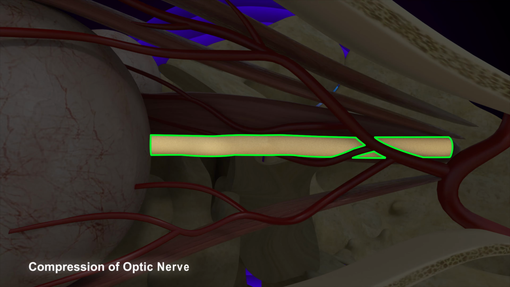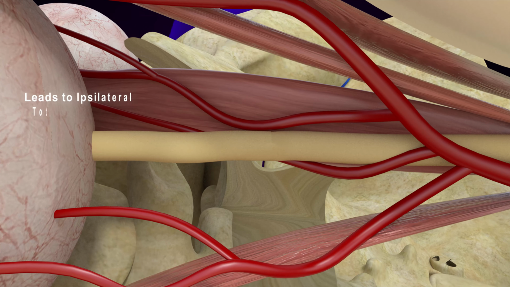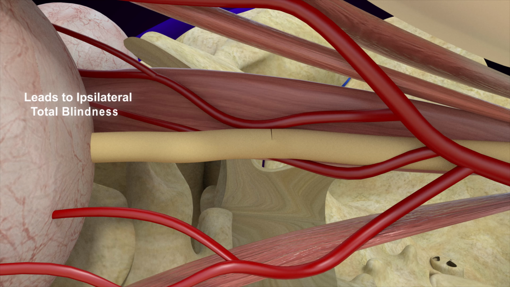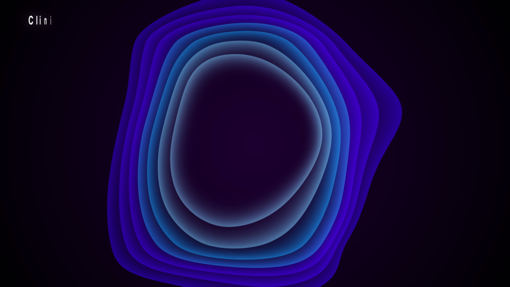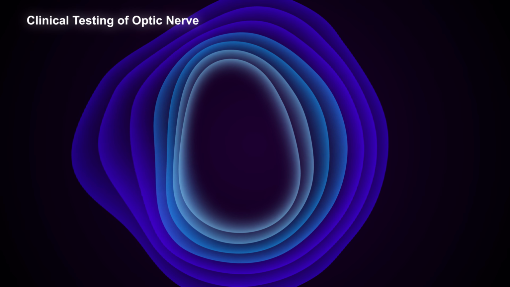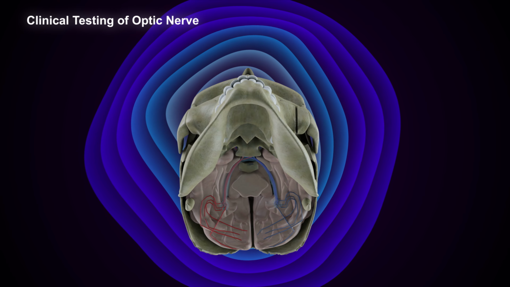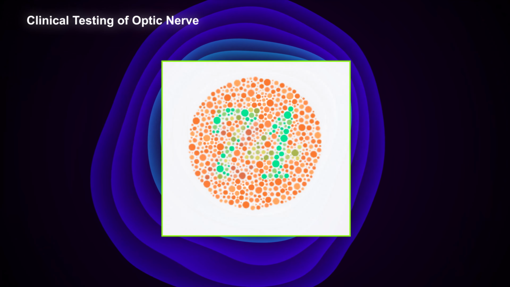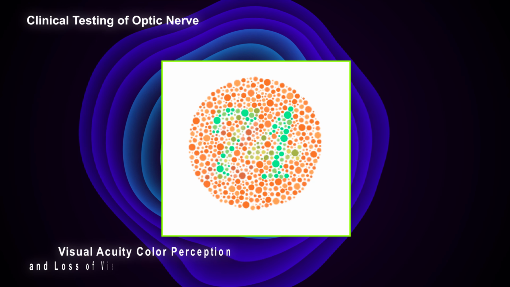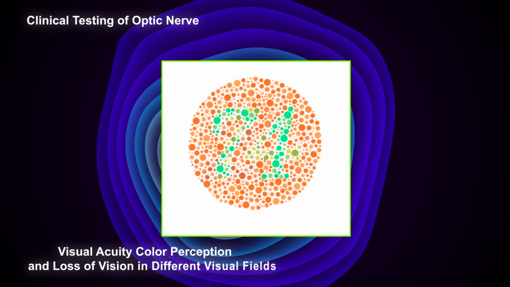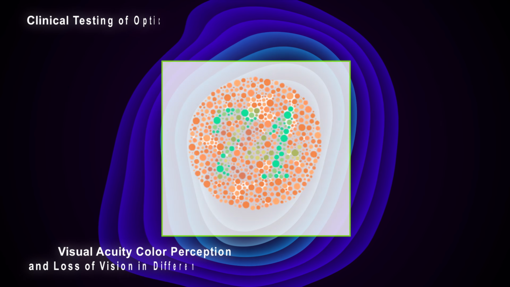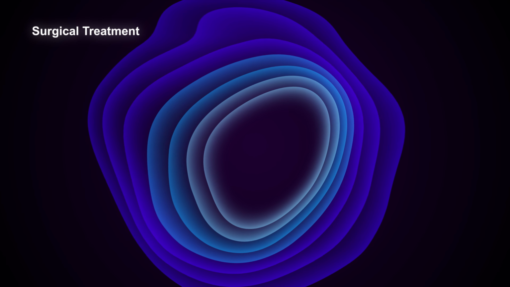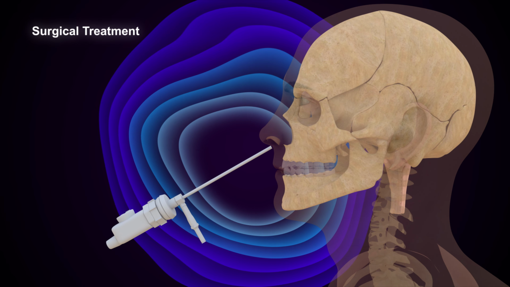Clinical anatomy. The compression of optic nerve results in optic atrophy, which subsequently leads to ipsilateral total blindness called anopia. Management. Clinical testing of optic nerve. The optic nerve is tested clinically by performing tests for visual acuity, color perception, and loss of vision in different visual fields. Surgical treatment. Endoscopic endonasal approach.